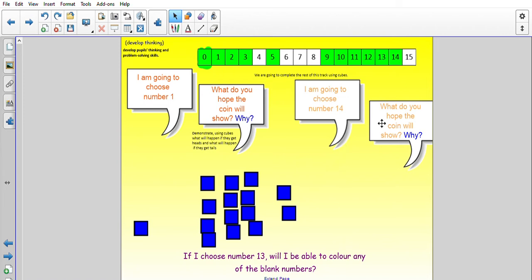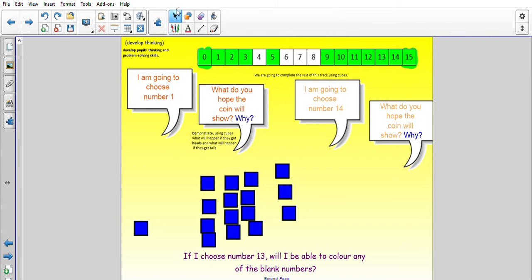Fantastic. Now, if I roll a tail, I get to take 1 away. So what's 1 less than 14? Let's have a look. 1 less than 14. Oh, 13. And that's already coloured. So I don't want to go 1 less. I want to roll a head, look, so that I can go 1 more. Let's add 1 more, which takes me to 15. Brilliant. I can colour 15 and my number track is nearly finished.